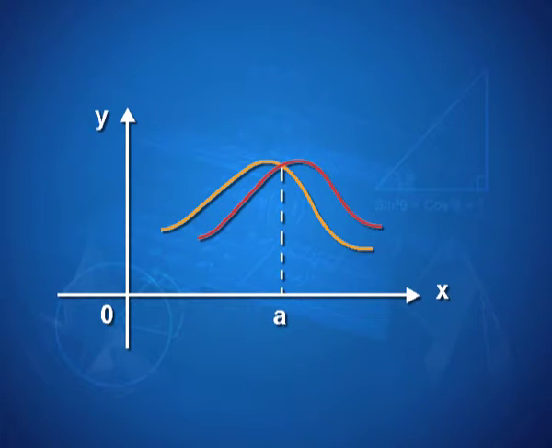Here in the graph, notice this is your x axis and this is y axis. Here is the graph y is equal to f of x, and this is the graph of the function y is equal to g of x, and this is the point A.